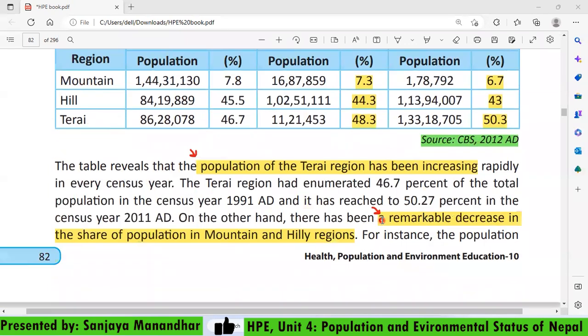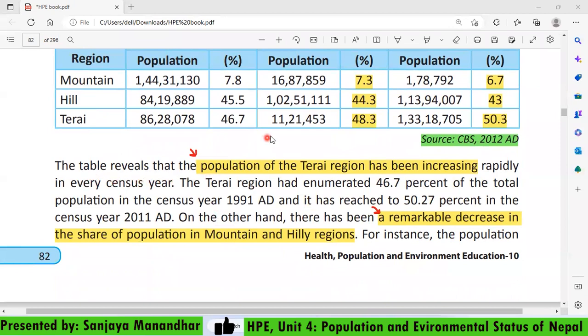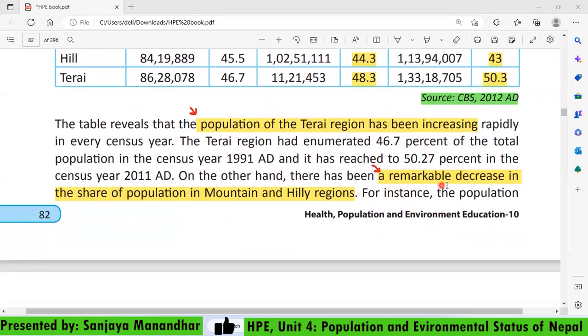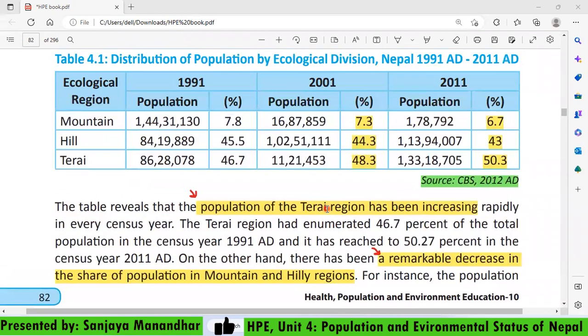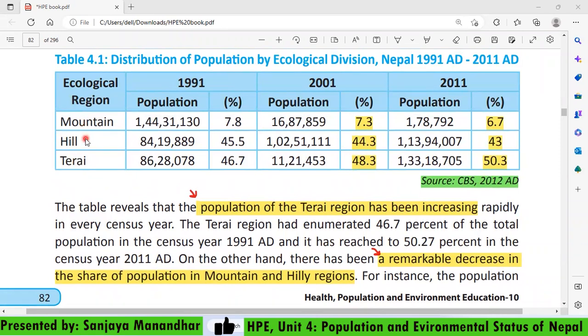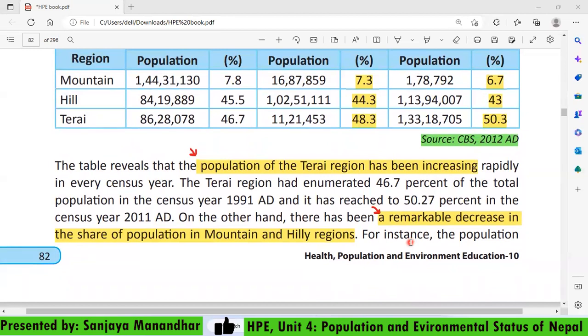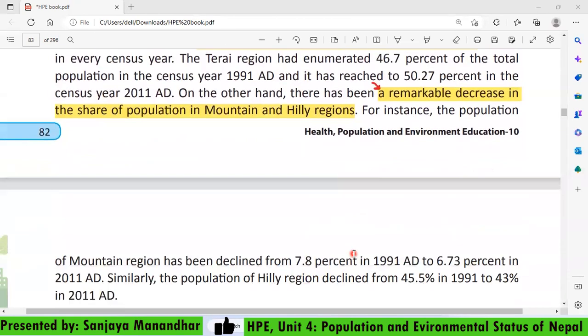Okay, now after this, you can see population of Tarai region has been increasing. We have already concluded by this table. Similarly, a remarkable decrease in the share of population in mountain and hilly regions. So mountain and hilly region population is decreasing, whereas Tarai region, it is increasing. Now you may be asked the question, why is population increasing in Tarai region? And why population is decreasing in mountain and hilly region? So you can easily write this.